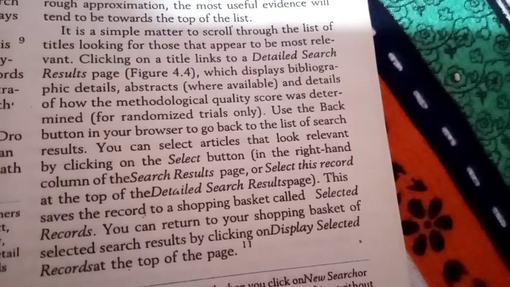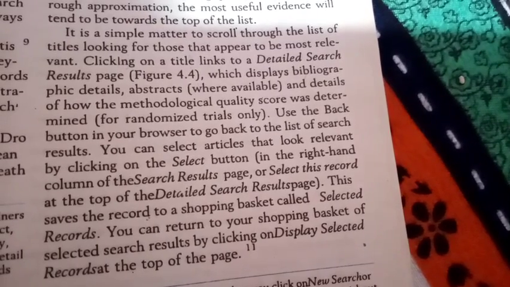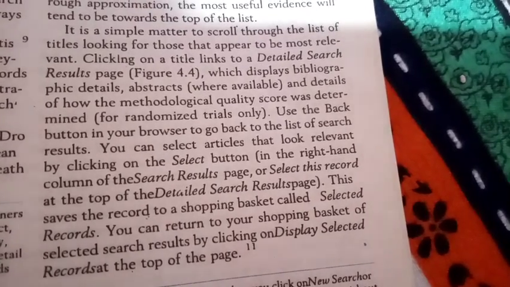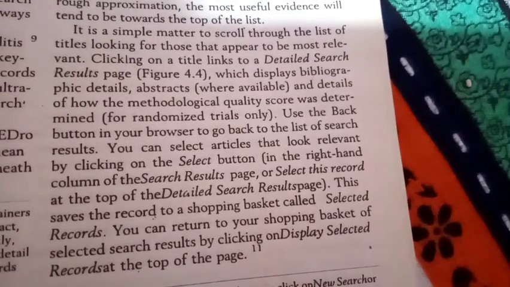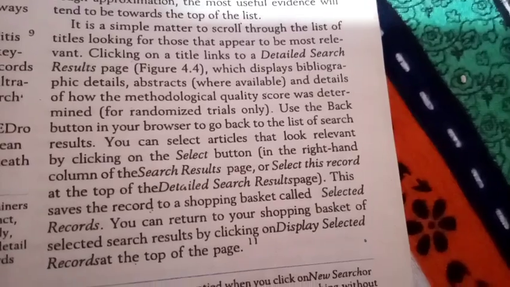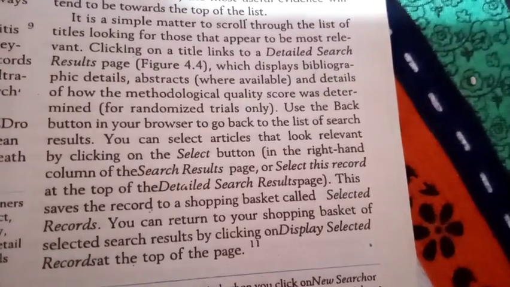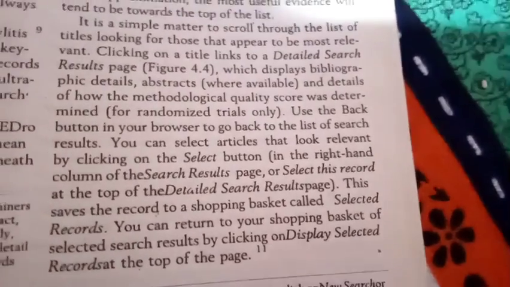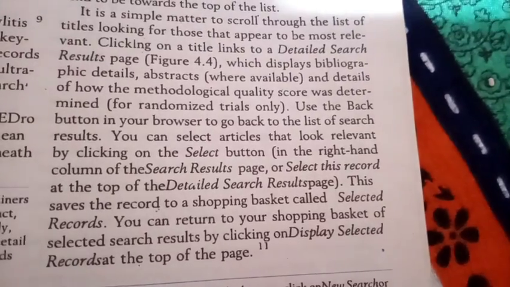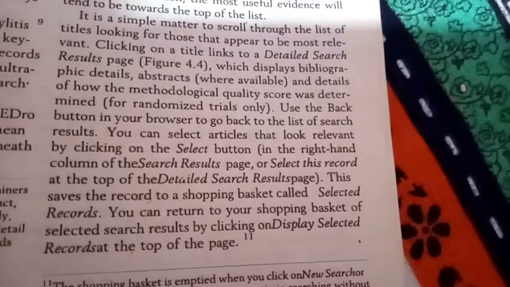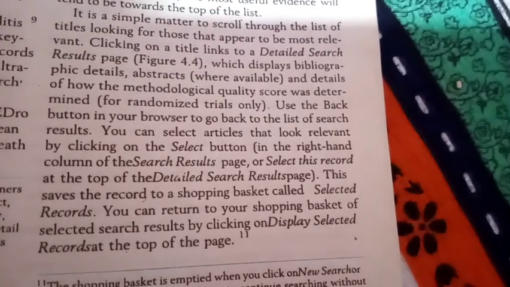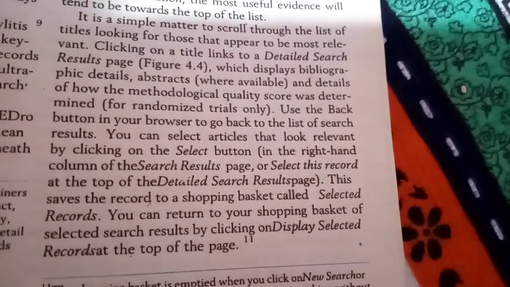You can select articles that look relevant by clicking on the select button in the right hand column of the search result page, or the select this record button at the top of the detailed search result page. This saves the record to a shopping basket called selected records. You can return to your shopping basket of selected search results by clicking on display selected records at the top of the page.